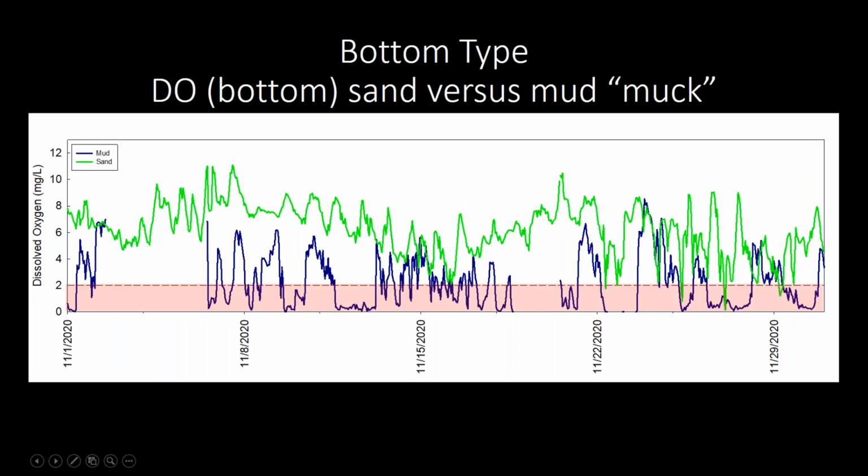Also looking at the bottom type, right, as we see the accumulation of muck, we put sensors out, and the muck has a much higher sediment oxygen demand. And so we're seeing much lower DO concentrations directly over the muck.